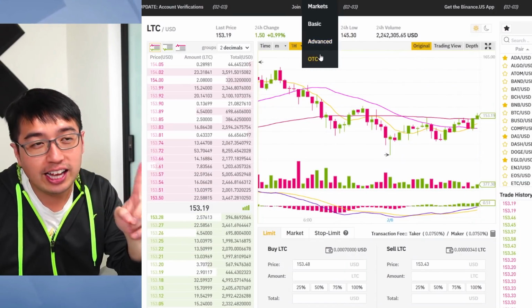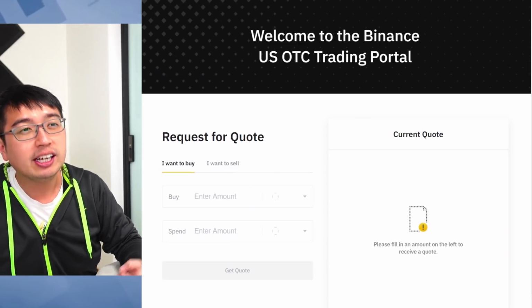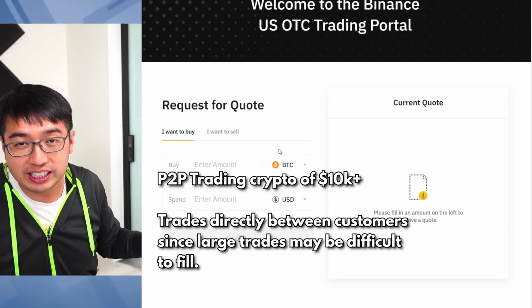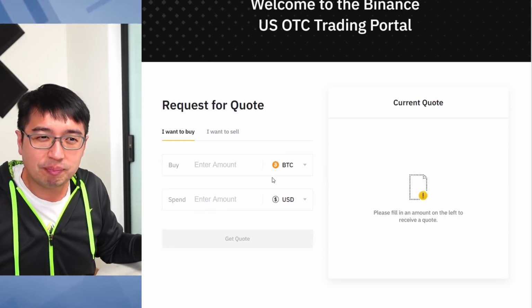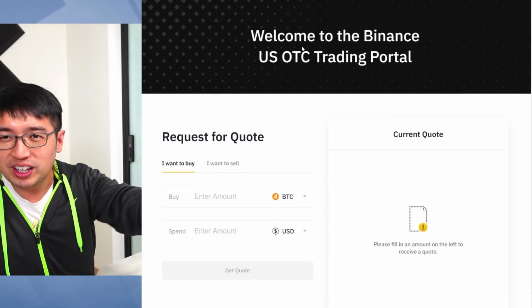And then back here as the last option for our trading, we have OTC. This is over-the-counter trades. Over-the-counter is only for trading cryptocurrency with values over $10,000. Not really comfortable with this process, so we're going to skip this one.